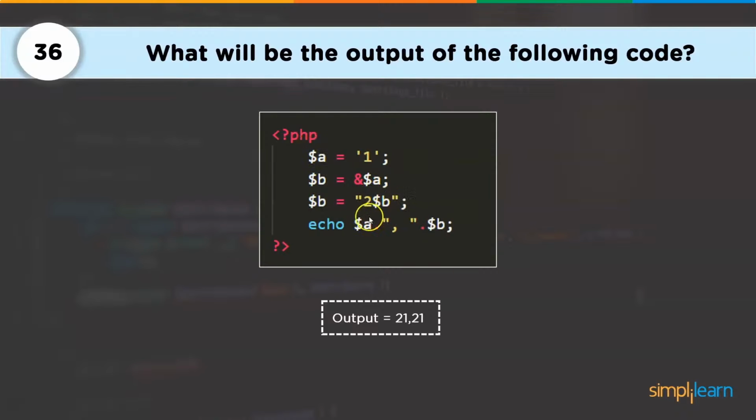So if we make changes here, we also make changes in the value of a. Now, if we display this, since the value of a is already changed by reference, it will display 21, that is the value here, and again since the value of b is already 21, it will again display 21.